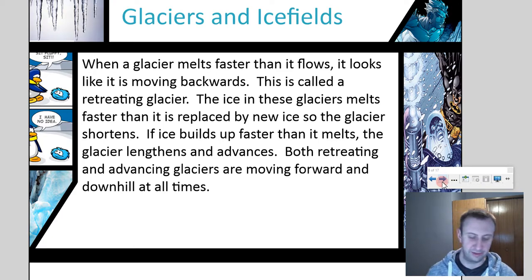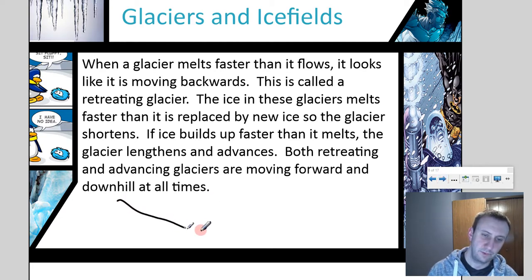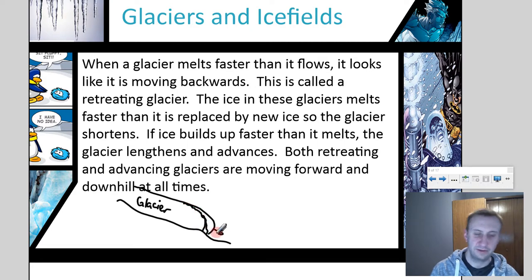I'm going to draw a diagram for this. Two things are happening. So here's my glacier. Right here, this is my glacier. It is still moving downhill, but at the same time, it's melting so fast, and it's melting faster than it's moving downhill. So as a result, it looks like it's shrinking or retreating. And that's just because of the high rate of melting.